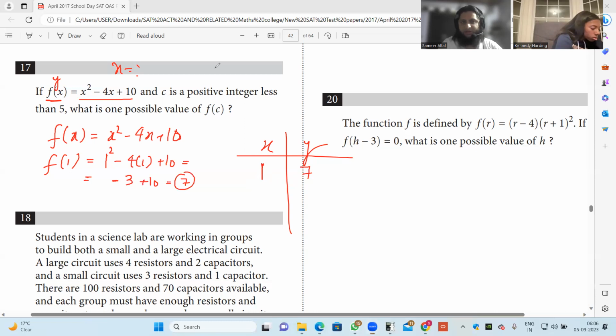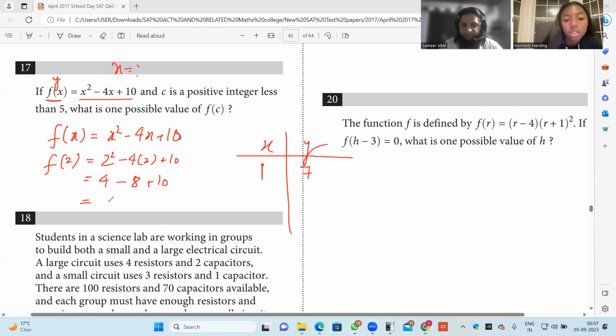Now can you tell me what is f of 2? You plug in the x, and the x is 2. Yes, you'll be plugging x as 2. So it'll be like 4 minus 8 plus 10. How much should it be? Negative 4 plus 10, yes, 6. So when x is 2, y is 6.